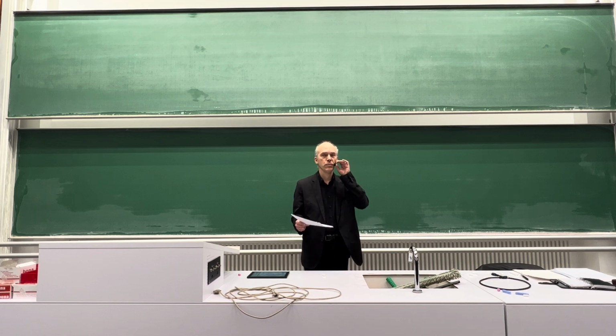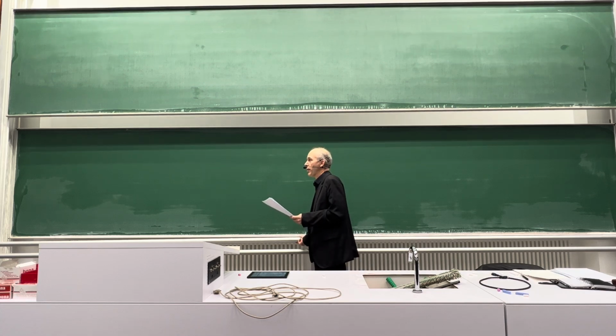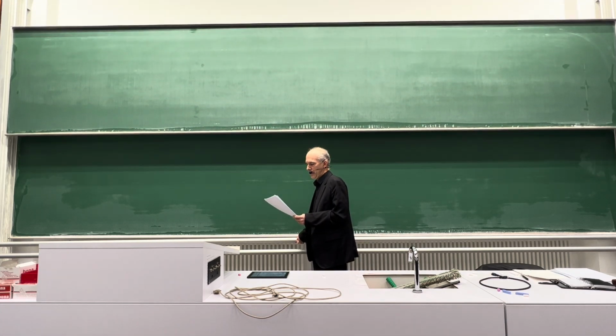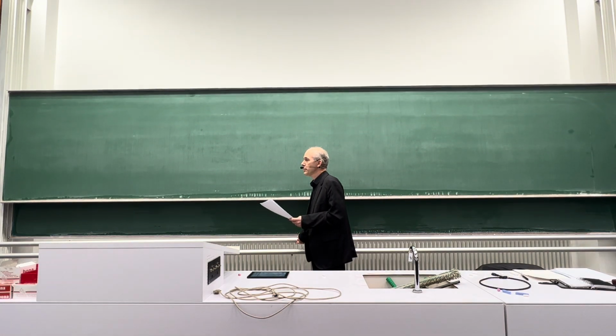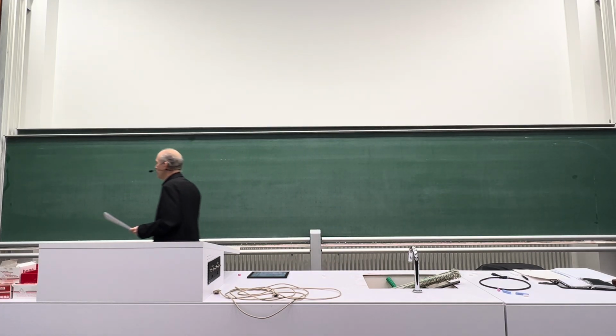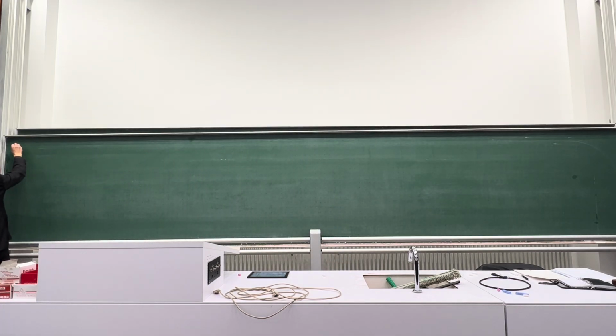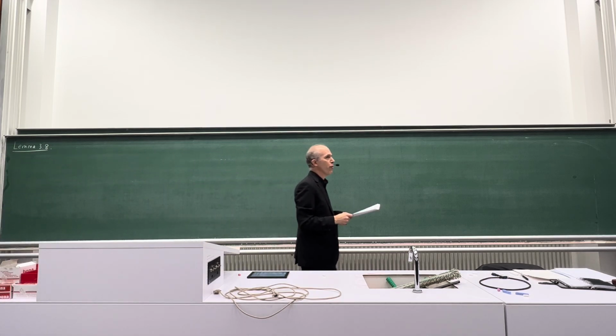Okay, then I would like to go on with the lecture. For the proof of theorem 3.7, we need the next lemma, which is lemma 3.8. And in fact, the proof is a generalization of the proof of Hoeffding's inequality.